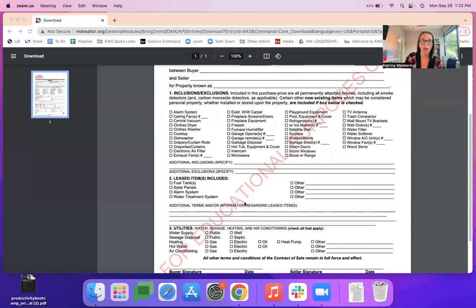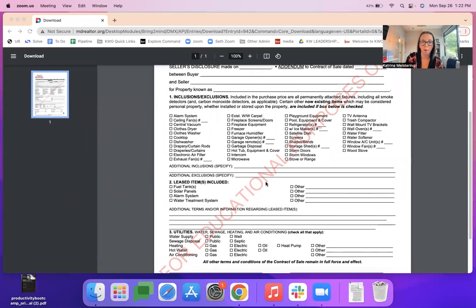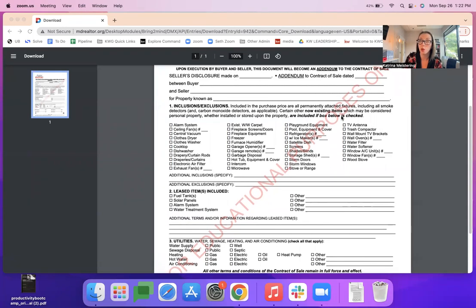Utilities are here. A couple of things to note that I have noticed. First of all, you will fill this out. You'll fill out this whole thing when you fill out your disclosures. I will provide it with the disclosures.